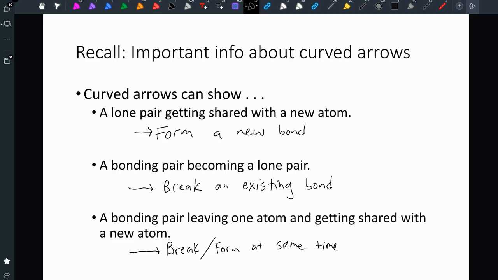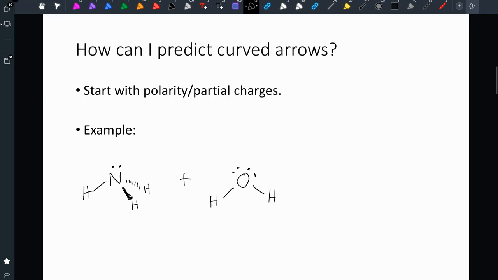So if you want to make a prediction about what might happen, you already have a tool to do this. Back in Module 2, you talked about polarity of molecules, and you saw that we can identify where we have partial positive and partial negative charges within a molecule. So take a moment, assign partial positive and negative charges to these two molecules.